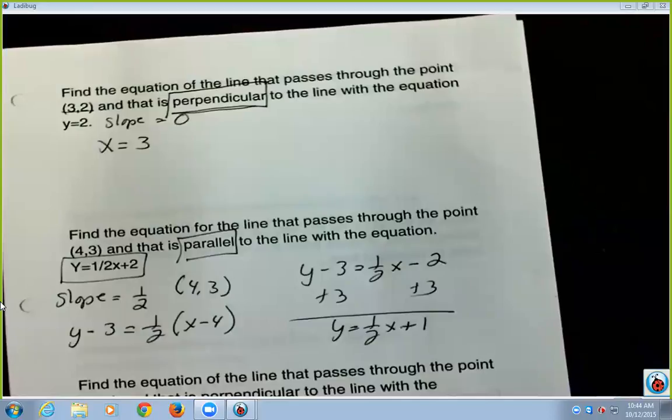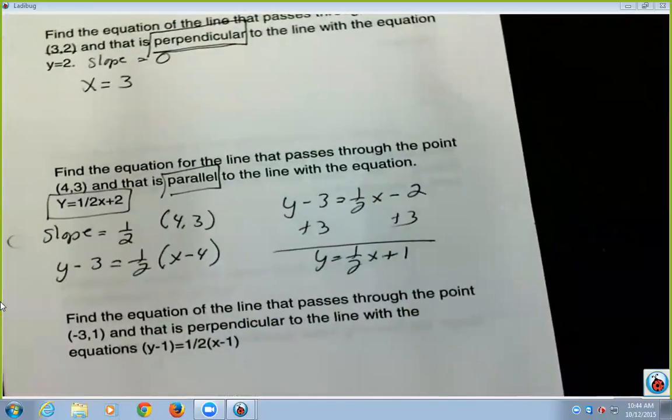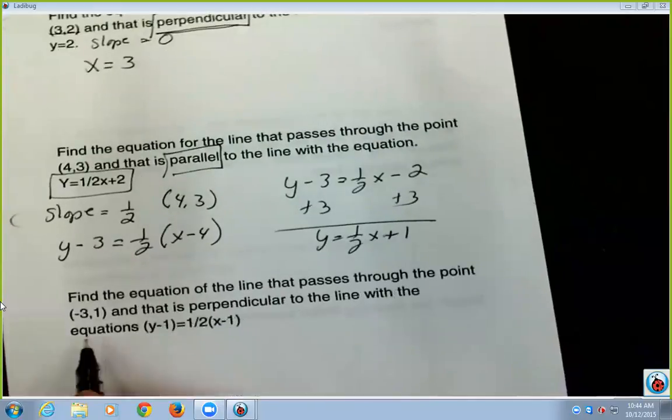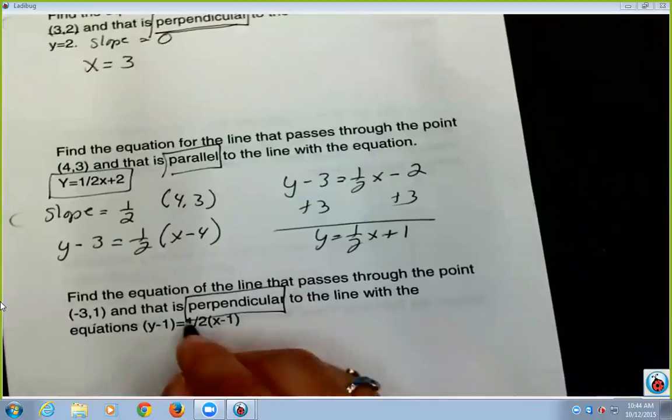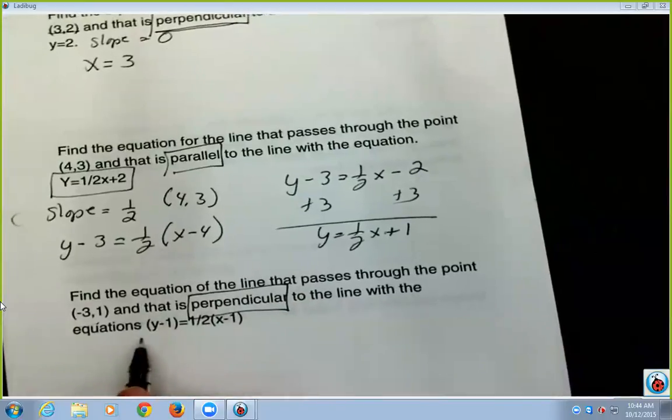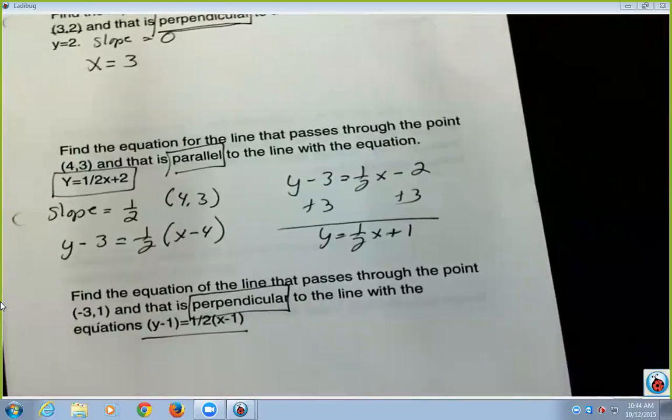Good or not good? Okay. Well, next one. My point is -3, 1. Perpendicular. And the line equation looks a little funky there, but what is it? It's the point slope formula all set up. So what piece do I need? What would I need out of it to do a perpendicular?